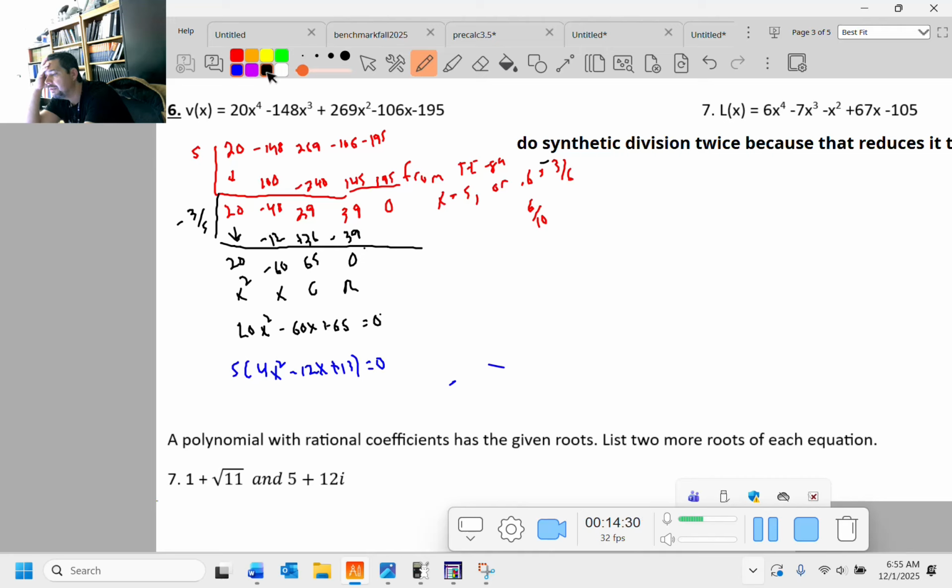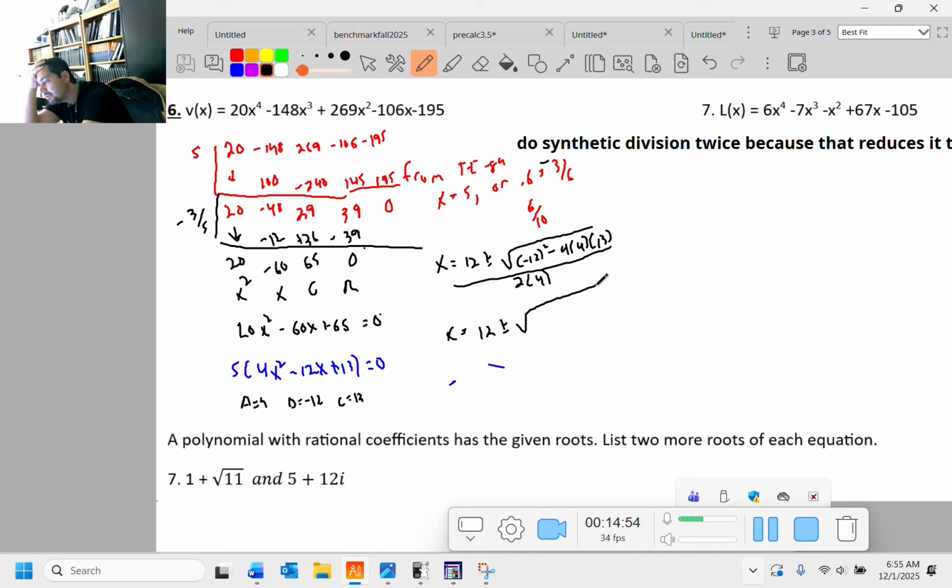So we're going to do the quadratic formula. A is going to be 4, B is going to be negative 12, and C is going to be 13. And it's x equals negative b plus or minus square root b squared minus 4ac all over 2a. Alright, so what do we have? We have 12 plus or minus a square root. This is 144. 4 times 4 is 16. Times 13 is 208. So I got 144 minus 208, which is negative 64. Both pieces over twice of 4, which is 8.